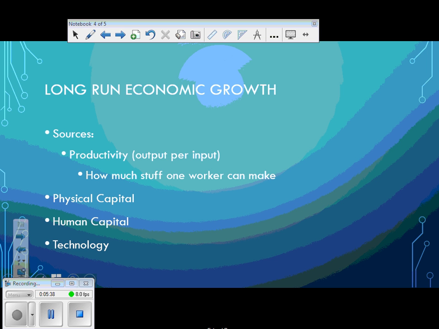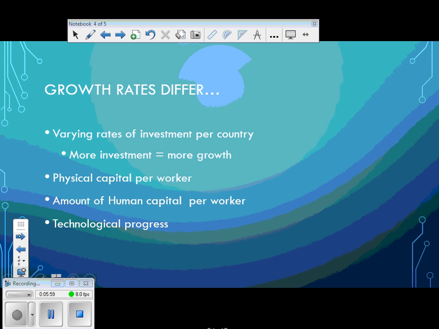Well, here's some sources. It's all about productivity, which is about how much stuff one worker can make, output per input. When we have more machines, physical capital, or better machines because of technology, and when we have human capital or workers who are more educated, more efficient, better trained, etc., we see an increase in our potential, an increase in our growth. Different countries grow at different rates. Why is that? Well, a lot of reasons, a lot of them cultural and a lot of them individual to that country, but here's some commonalities as to why growth rates differ.